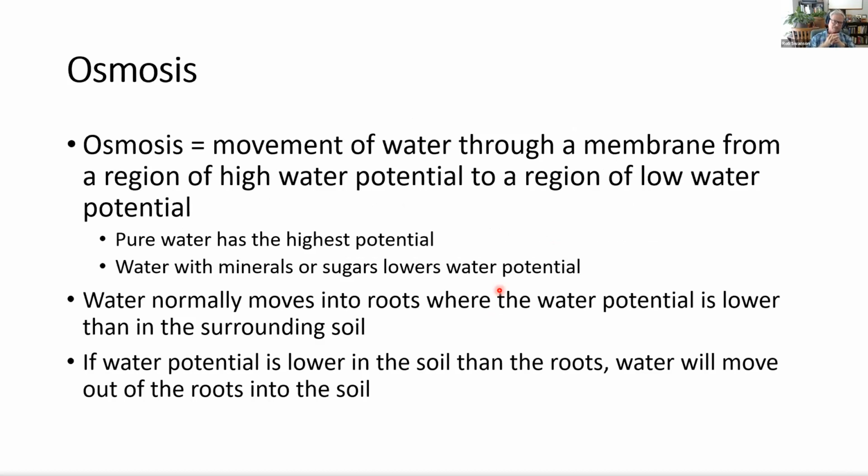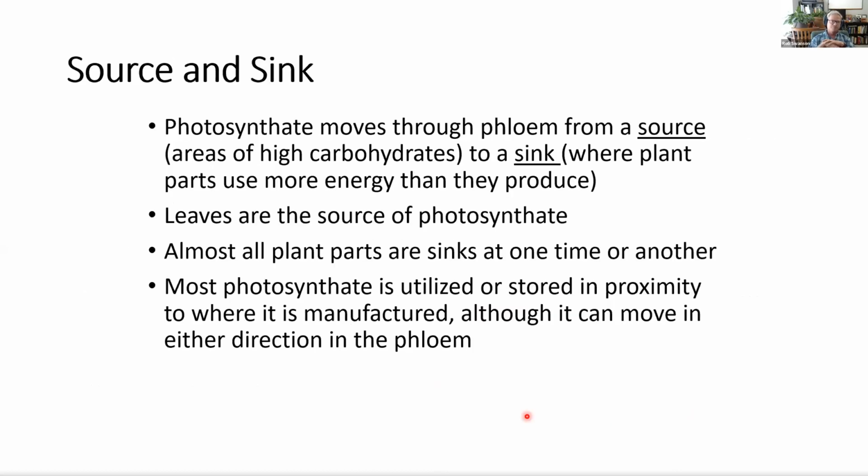That's important to keep in mind. Pure water has the highest potential. Water with minerals or sugars lowers the water potential. Water normally moves into roots where the water potential is lower than in the surrounding soil. If water potential is lower in the soil than in the roots, water will move out of the roots back into the soil. So think about drought conditions. If you have a nice healthy plant in extended drought, it's going to begin to take moisture out of the plant and put it back into the soil as the soil demands it.